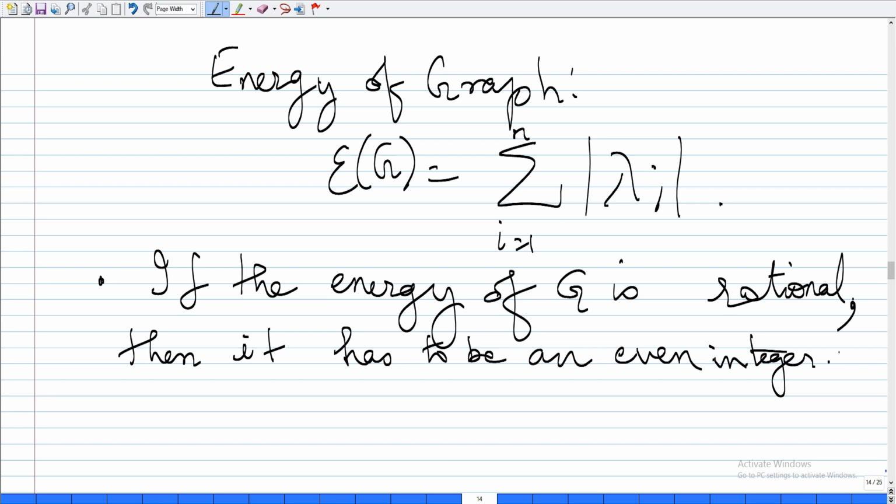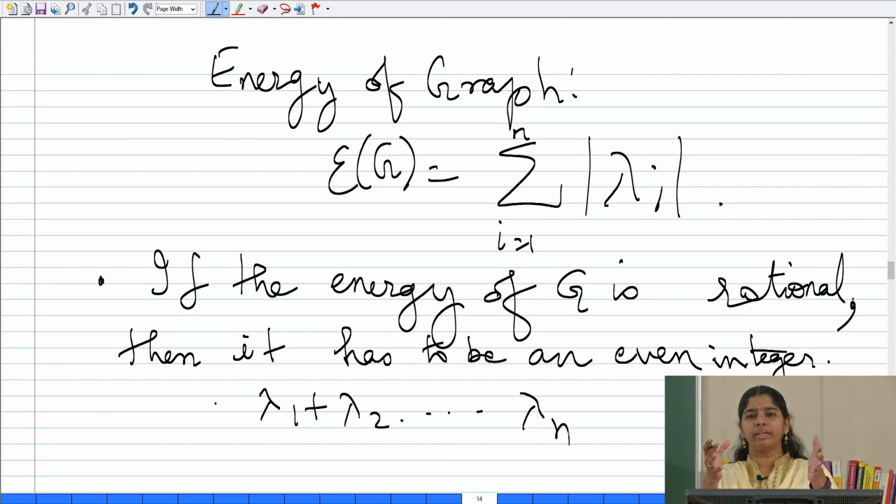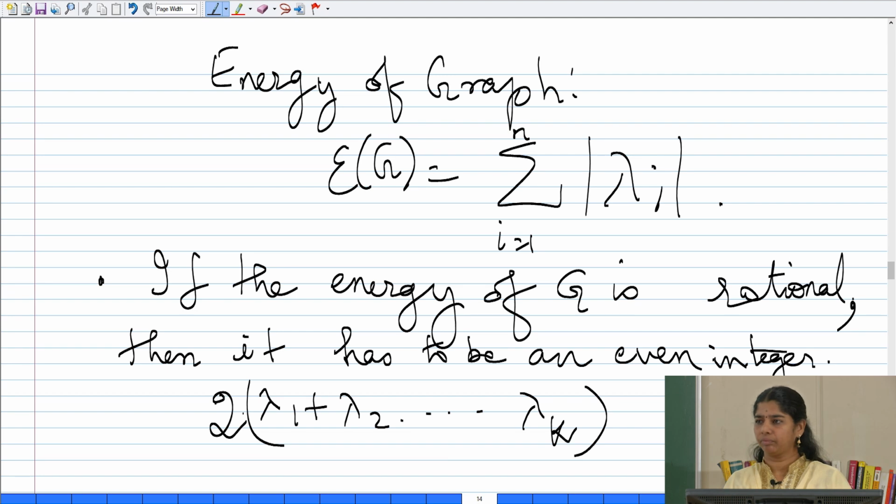Can you see why this should be? Yes, but why should it be an integer? See, a rational, it could be an even rational, like 2 times some rational number, it is fine, right. So, that is how the proof will go. So, if you look at it, obviously we know that if we have lambda 1, lambda 2, lambda n, you just look at the positive entries. Obviously, there is an equal negative entry because trace has to become 0. So, I can just see that if there are k positive eigenvalues, then the sum is going to be 2 times of this, right. This is clear, but why should a rational number jump into an integer?